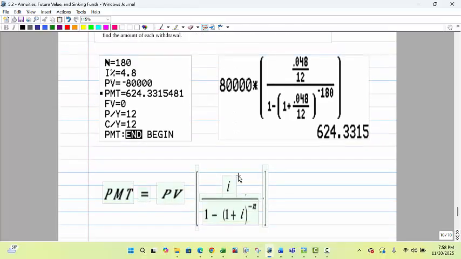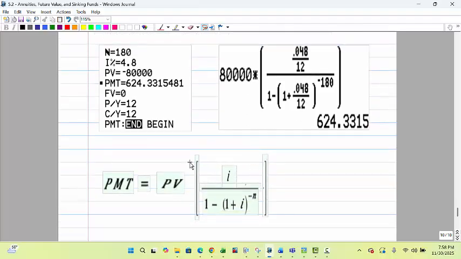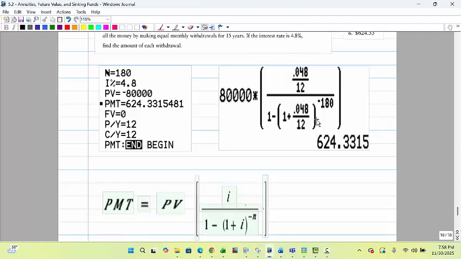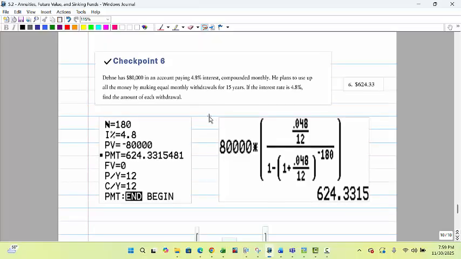So it'd be 80,000 according to this formula here. So 4.8 monthly. So it'd be 80,000 times 0.048 divided by 12 over 1 minus 1 plus 0.048 divided by 12 raised to the negative 180. Negative 180 would be from 15 years times 12 times a year. 12 times 15 would be 180. So 624.33 a month for 15 years.